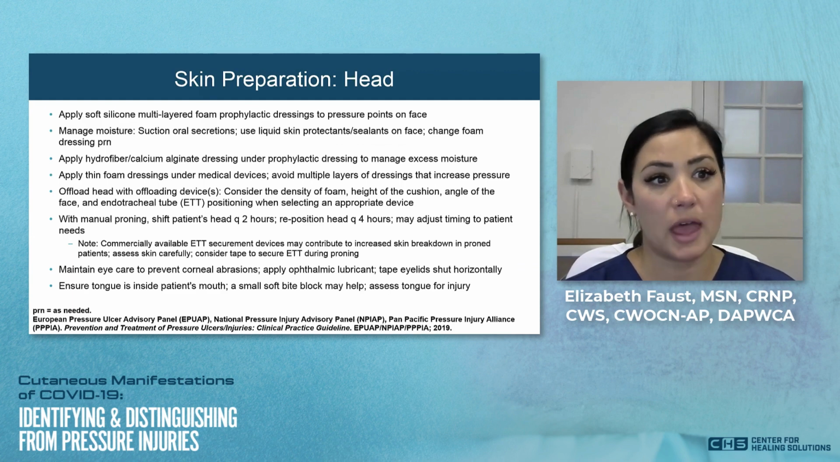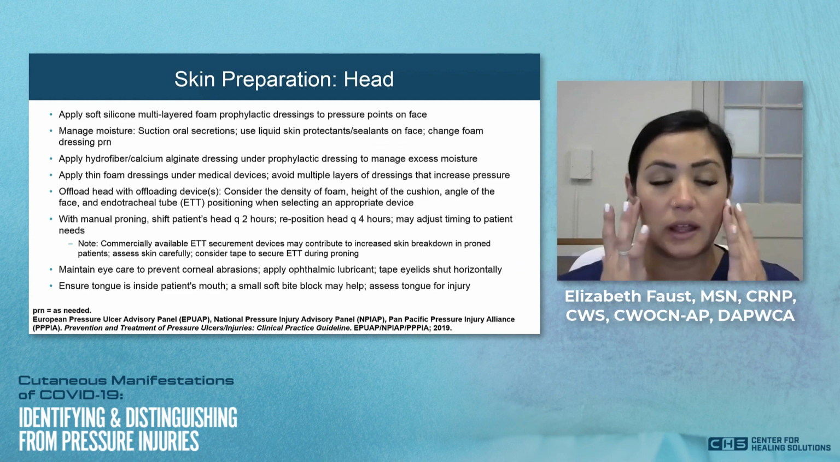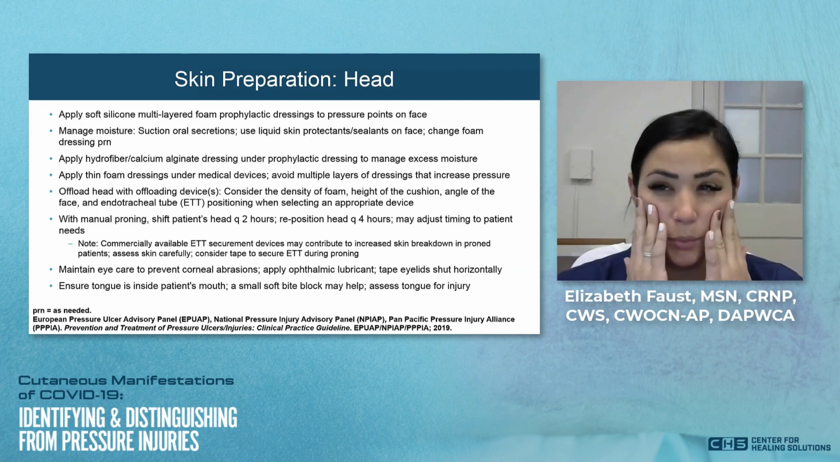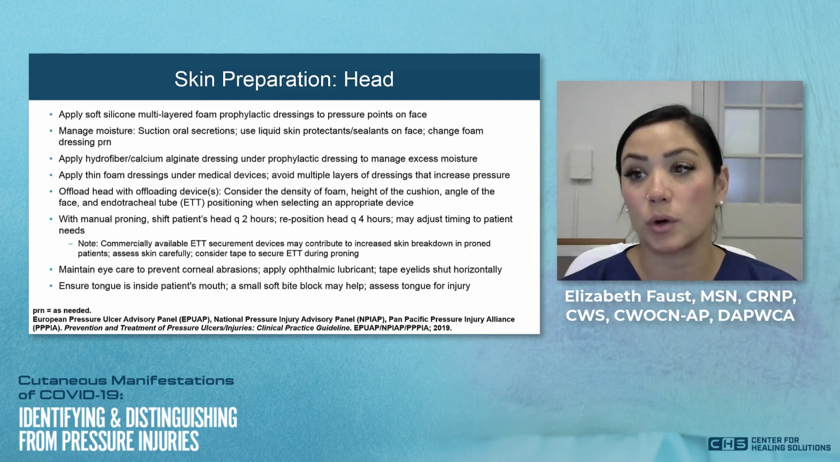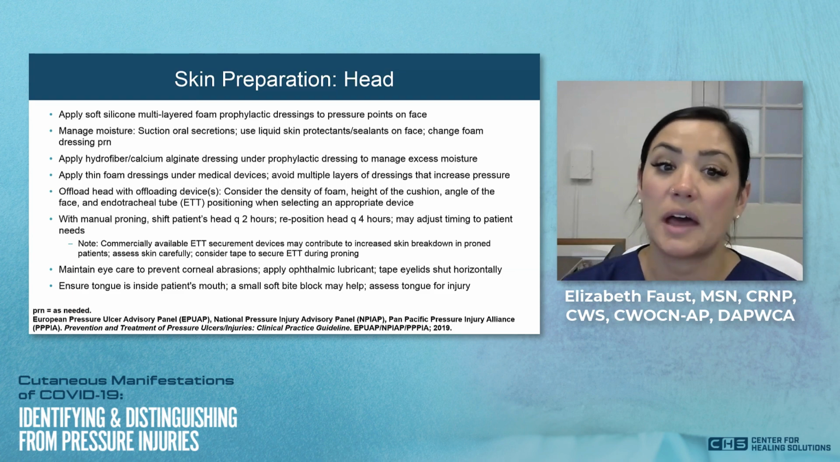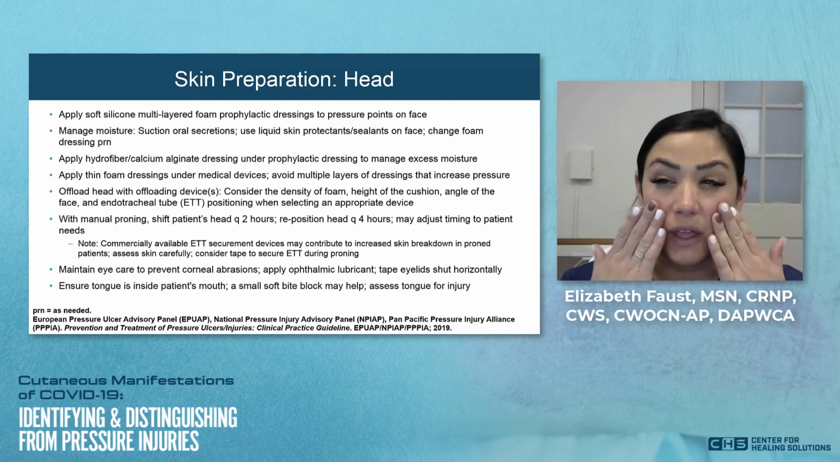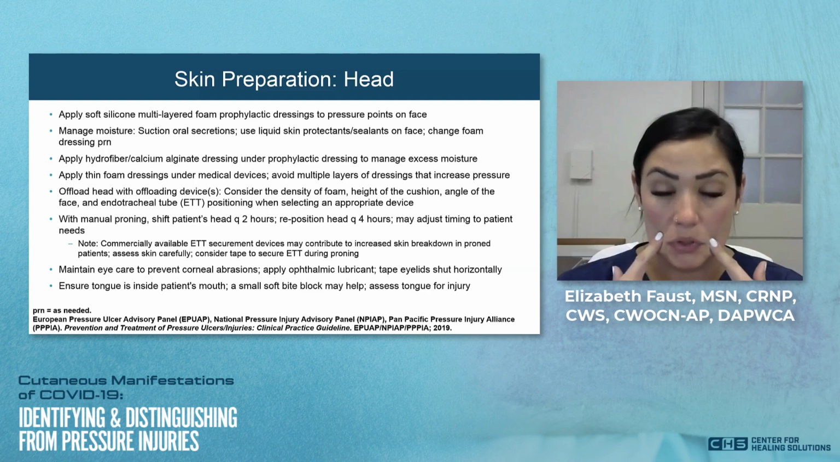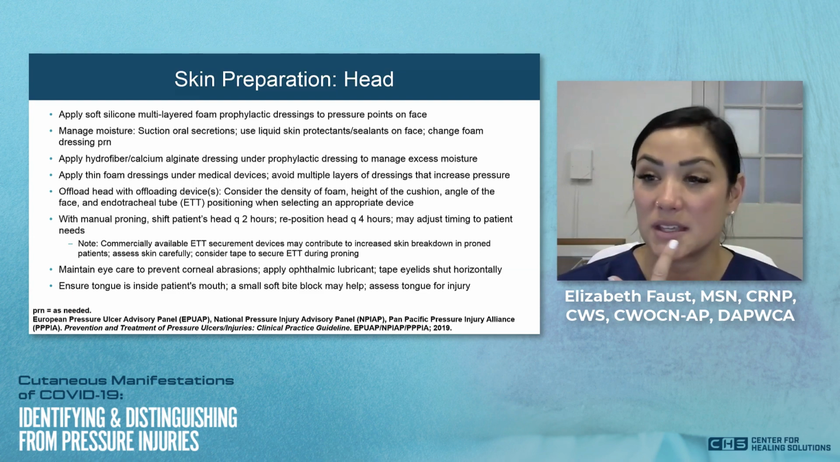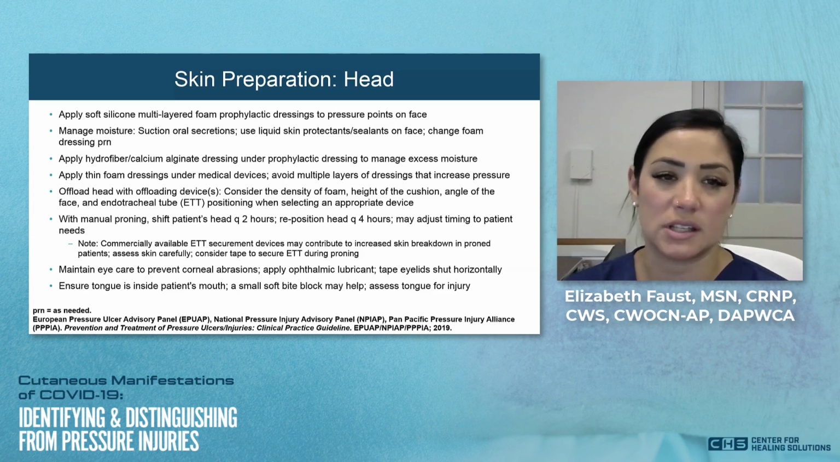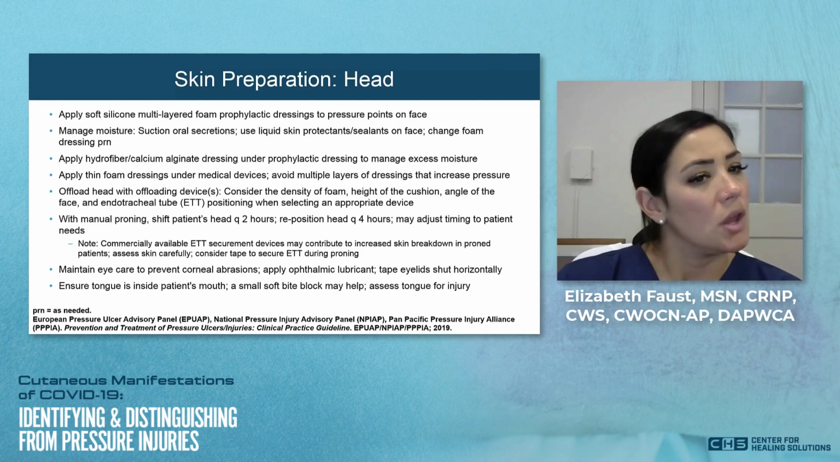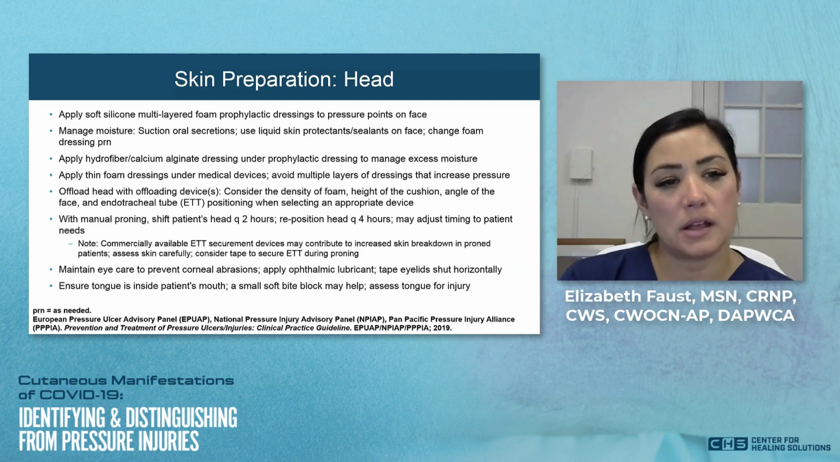So, the skin preparation for the head. We apply soft silicone multi-layered prophylactic dressings to pressure points. For us, the only spot that we hit was the cheeks. We want to manage moisture, so we make sure we're suctioning oral secretions, and use skin protectants or sealants on the face. We did use a little bit of skin protectant on the face because there was a lot of oral drainage and secretions. You can apply a hydrofiber or calcium alginate under the prophylactic dressings. We did not do this.